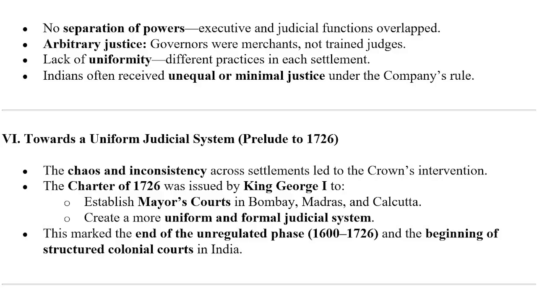That is, there was no separation of powers, the justice was arbitrary, there was a lack of uniformity, and unequal or minimal justice for the Indians under the company's rule. This is just before the start of 1726. What happened? There was a lot of chaos and inconsistency across different settlements, which led to the intervention of the British Crown. The Charter of 1726 was issued by King George I to establish mayors' courts in Bombay, Madras and Calcutta. The first time King George I, through Charter of 1726, established mayors' courts in Bombay, Madras and Calcutta.